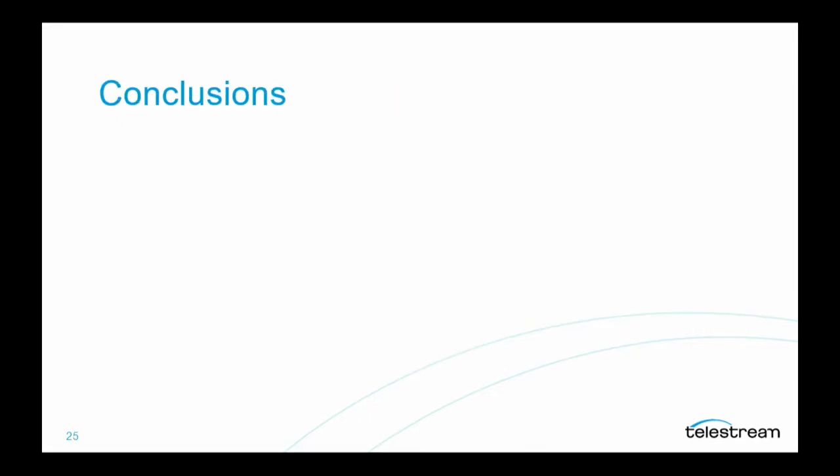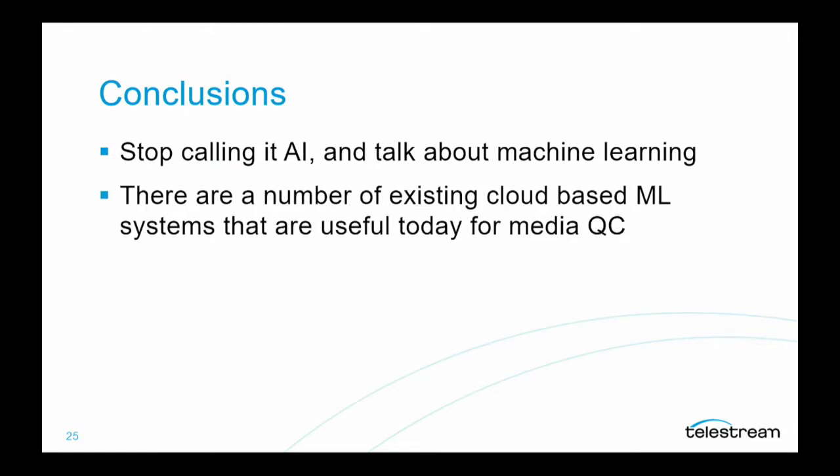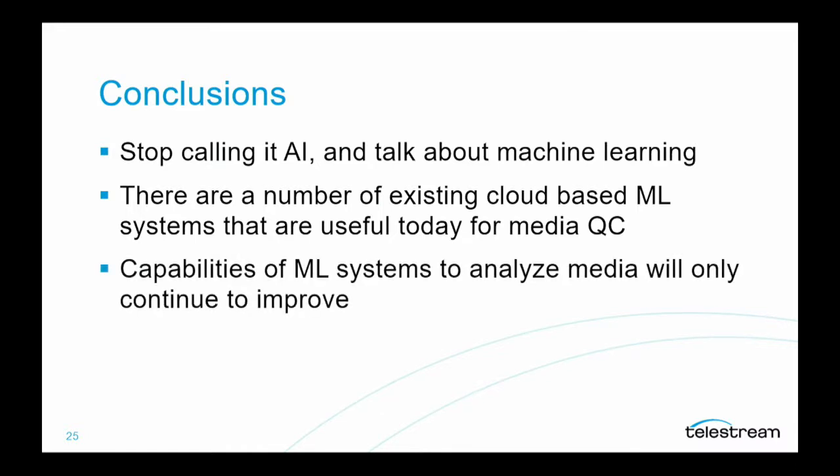So a few conclusions, and then we can all get to ice cream. Stop calling it AI. It's machine learning, or at least that's my opinion. There are a lot of useful existing ML systems out there that we can use for QC. They're going to continue to improve.